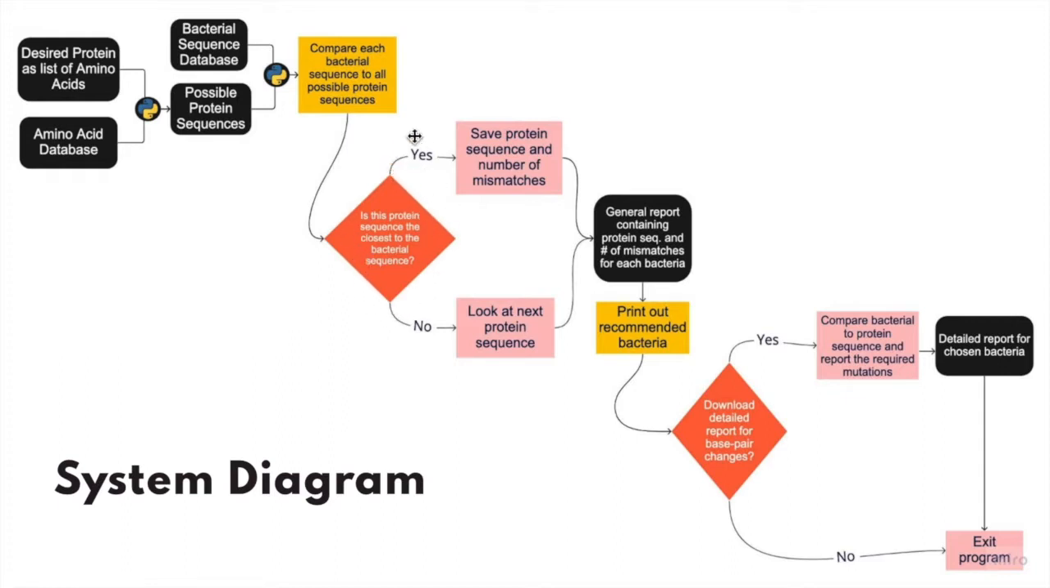The algorithm will proceed to make a general report which contains each bacteria, the protein sequence that is closest to it, and the number of mismatches, and then prints out the bacteria that has the least number of mutations. The user will decide if they would like to download a more detailed report for that specific bacteria that compares each bacterial sequence to the protein sequence and the mutations required.